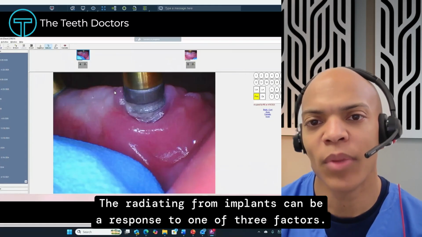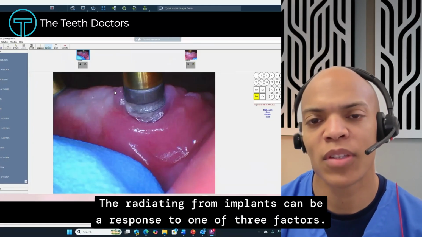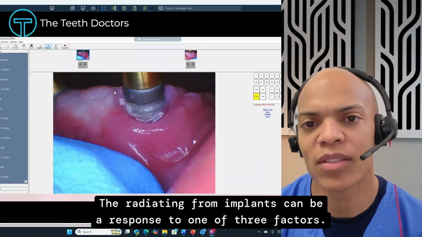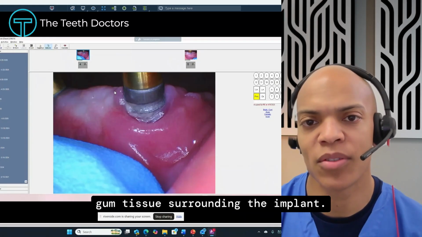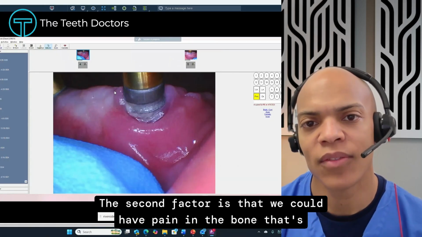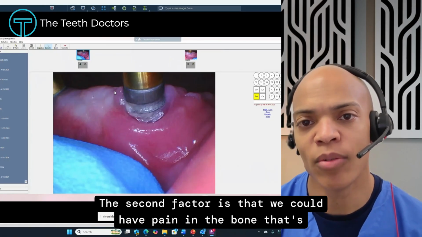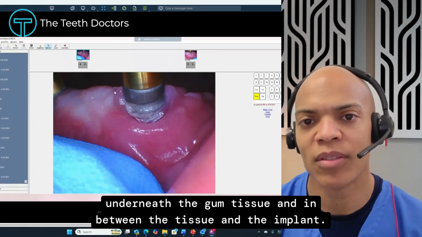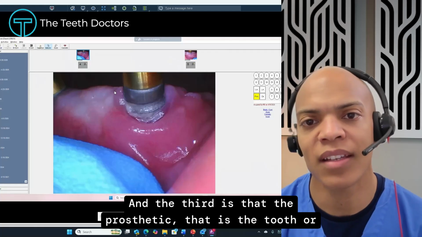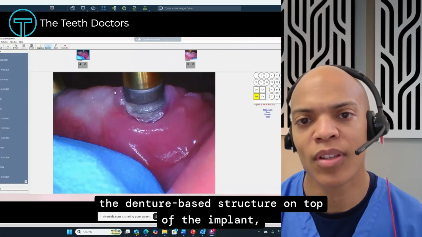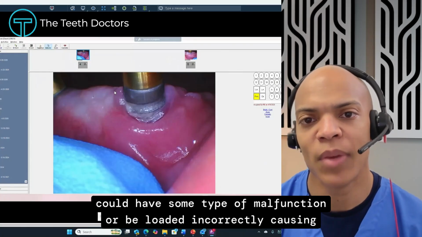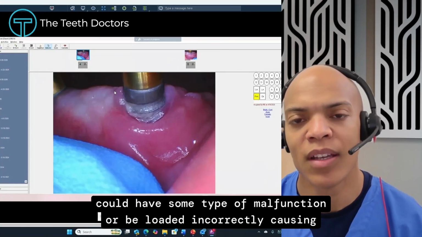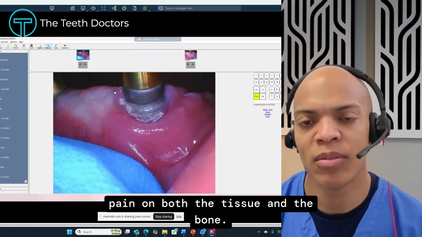Pain radiating from implants can be a response to one of three factors. The first is that you could have infection in the soft tissue, the gum tissue surrounding the implant. The second factor is that we could have pain in the bone that's underneath the gum tissue and in between the tissue and the implant. And the third is that the prosthetic, that is the tooth or the denture-based structure on top of the implant, could have some type of malfunction or be loaded incorrectly, causing pain on both the tissue and the bone.